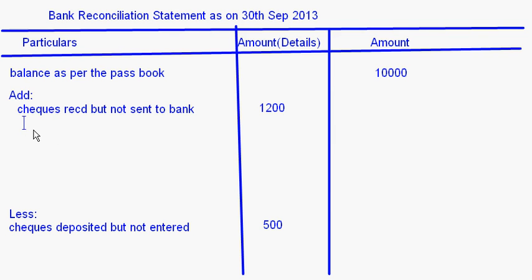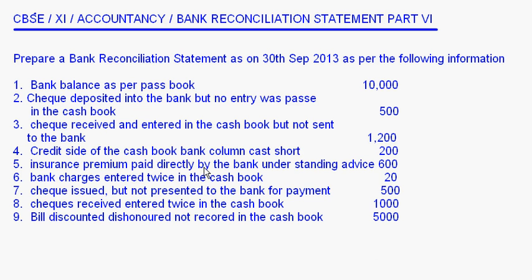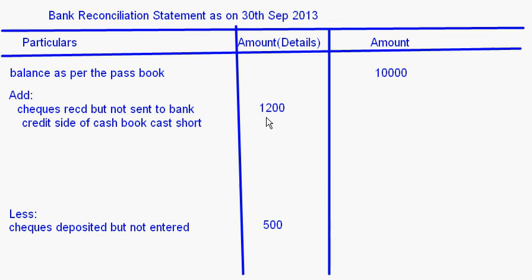So here I'll write credit side of cash book, cash short. This increases the cash book balance. The amount is 200 rupees, right? So this is 200 here.